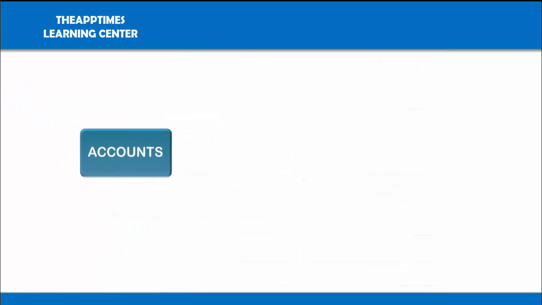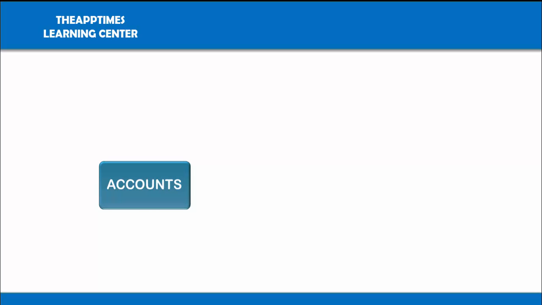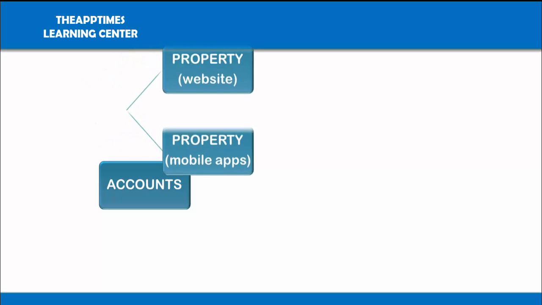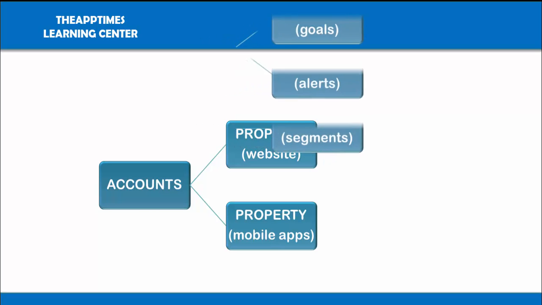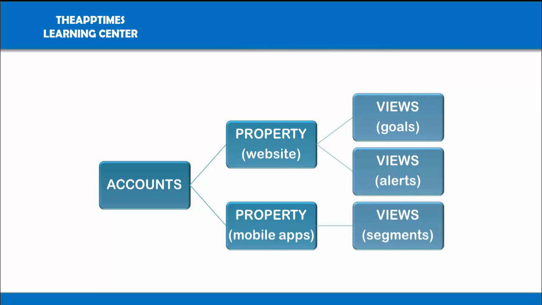An account is the topmost organizational level in Google Analytics. You can configure one or more accounts and manage one or more properties under it. A property represents a specific website or mobile app, and it contains subsets of reporting data called views.